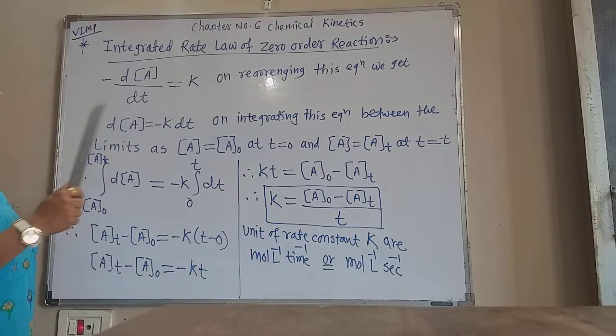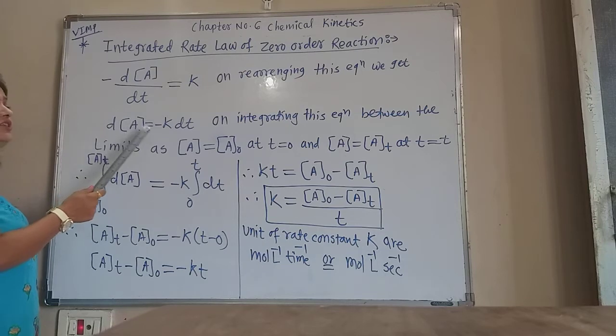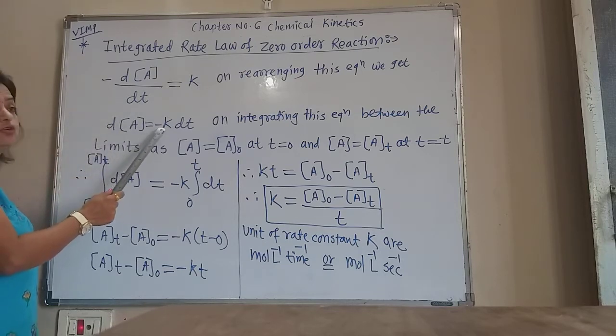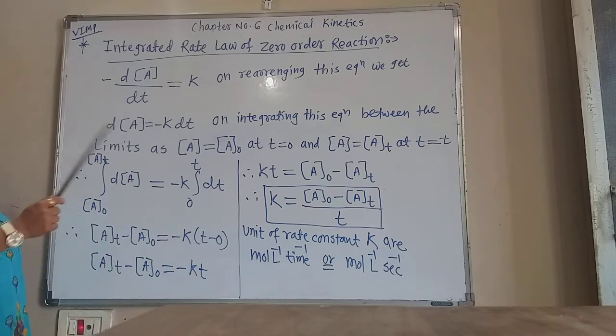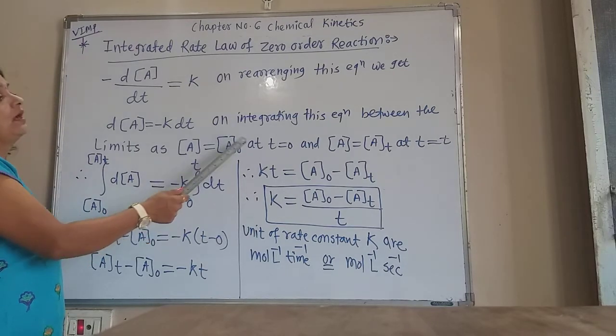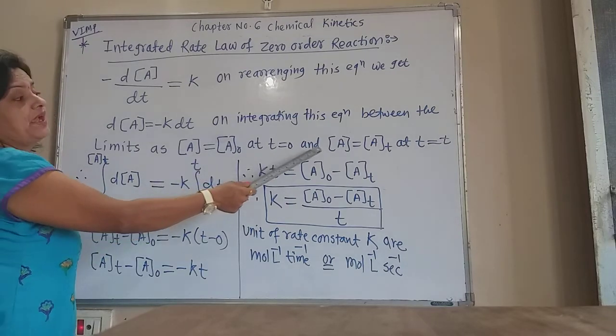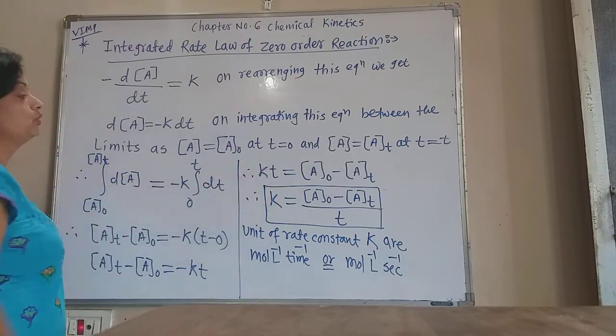So on rearranging this equation, it becomes d of concentration of A is equal to minus K into dt. On integrating this equation between the limits such that concentration of A is equal to A0 at t is equal to 0 and concentration of A is equal to At when time t is equal to t.